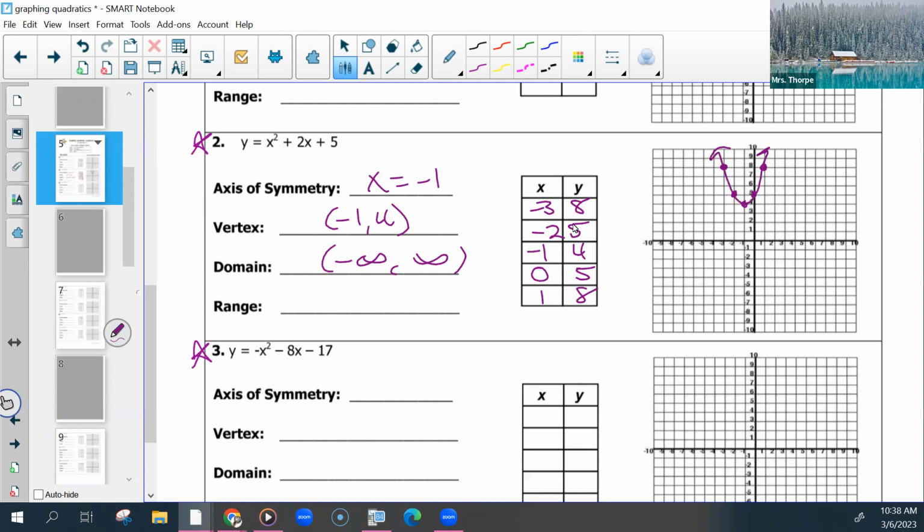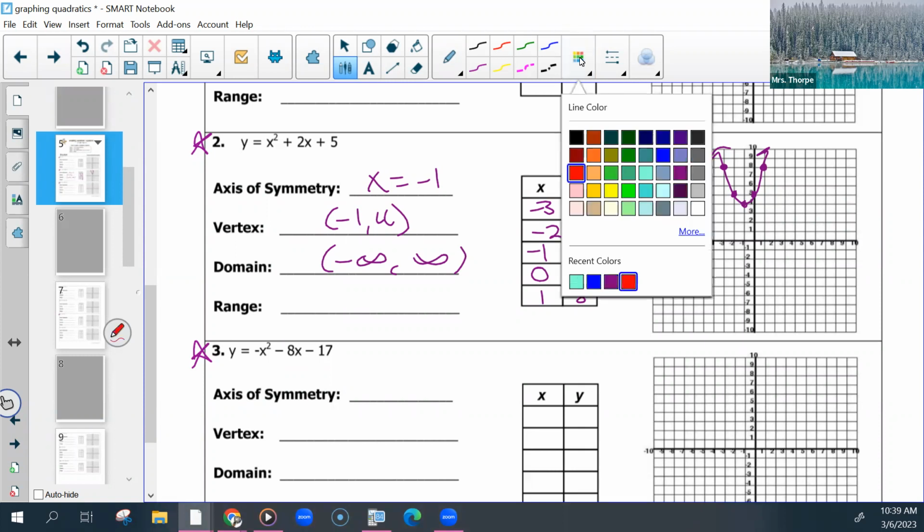And it should look something like that. Then your range, we're looking lowest to highest. So what is the lowest y value here? Lowest y value. 4. And then that's our lowest.